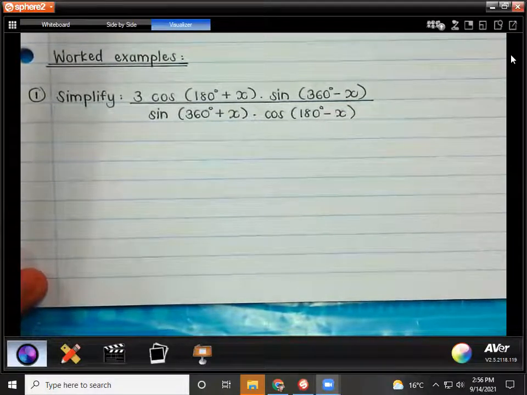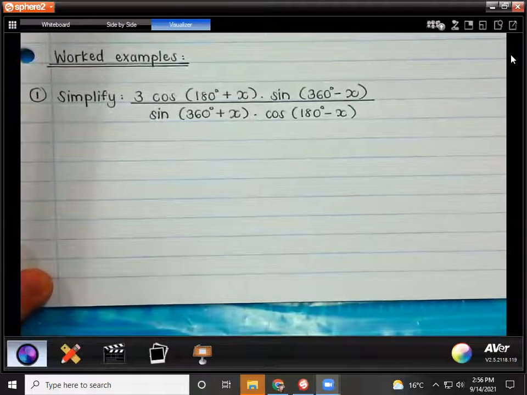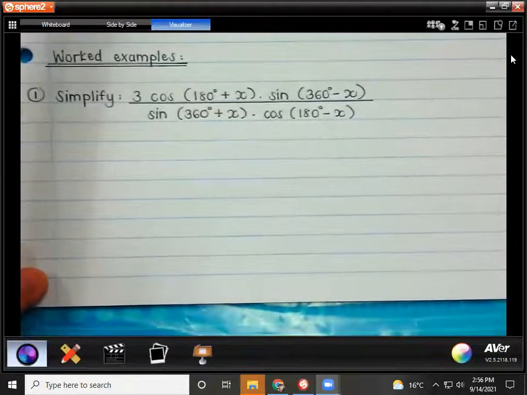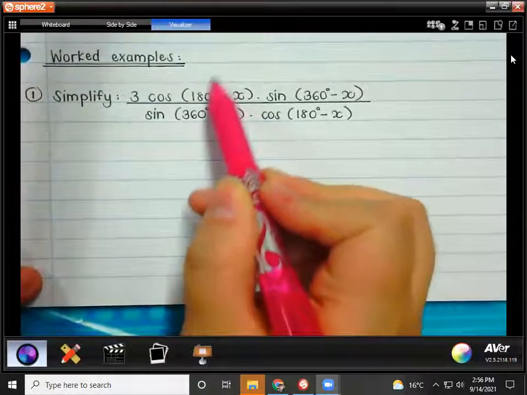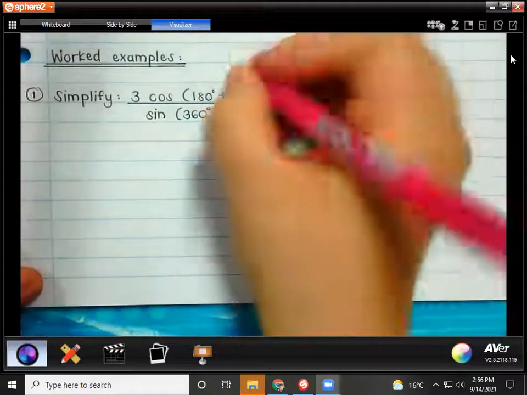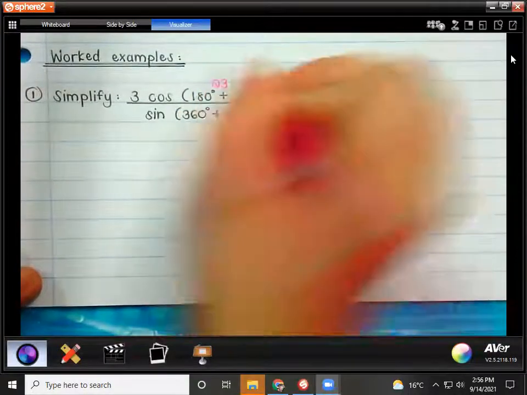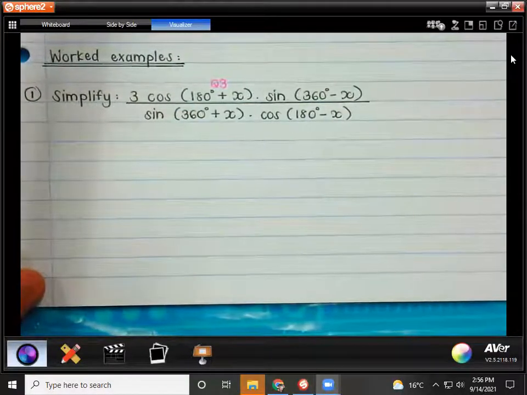Okay, Jasper, can you just press pause on your question? Put your hand up. All right, 180 plus x. Which quadrant is that, guys? 180 plus x is in quadrant 3. Please just write that above the bracket there.